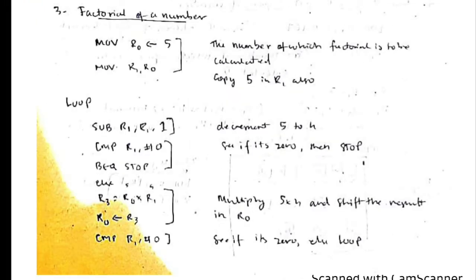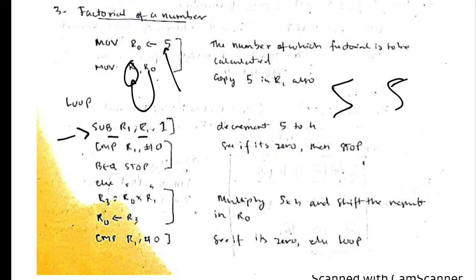For the factorial of a number, first take that number, suppose it's 5, and then copy the same number into another memory location. So two memory locations will have 5 now. What we'll be doing in this loop is, first we'll subtract 1 from R1, so R1 will become 4. Then we'll multiply 5 into 4 and store in R3. We'll multiply both and store in R3, and then copy the value of R3 into R0.